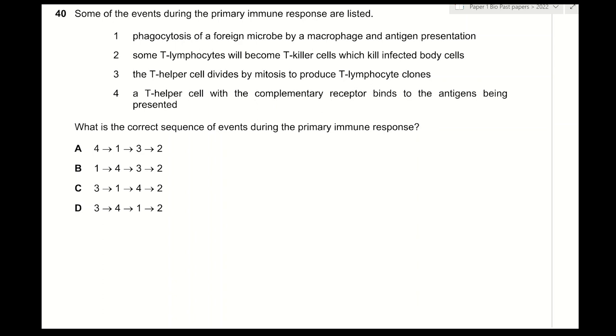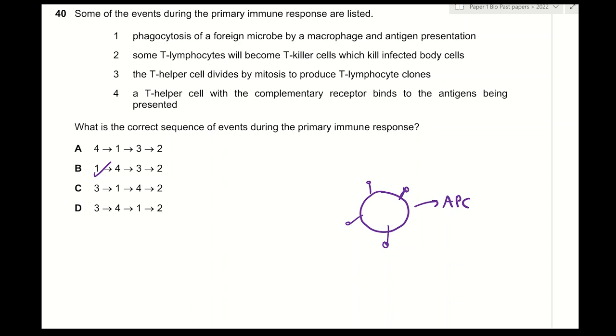And then what happens is that the macrophage now represents the antigens by a process called antigen presentation. And the macrophage becomes an antigen-presenting cell, showing the antigens to the rest of the immune system. So 1 is going to be correct.